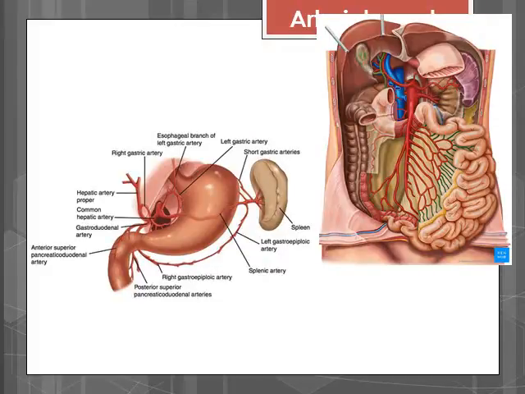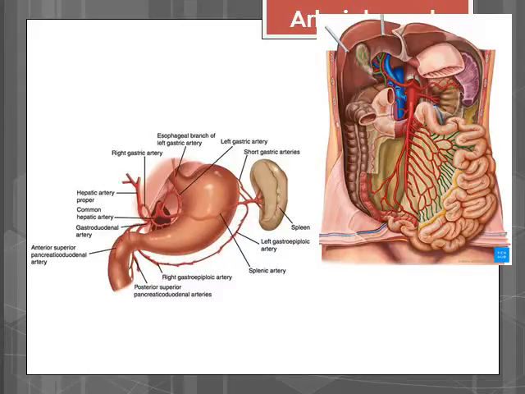Here are the three branches of the celiac trunk. The left gastric artery passes along the lesser curvature of the stomach. The splenic artery passes to the left side, gives off many pancreatic branches, splenic branches to the hilum of the spleen, short gastric arteries, and the left gastroepiploic artery along the greater curvature of the stomach.